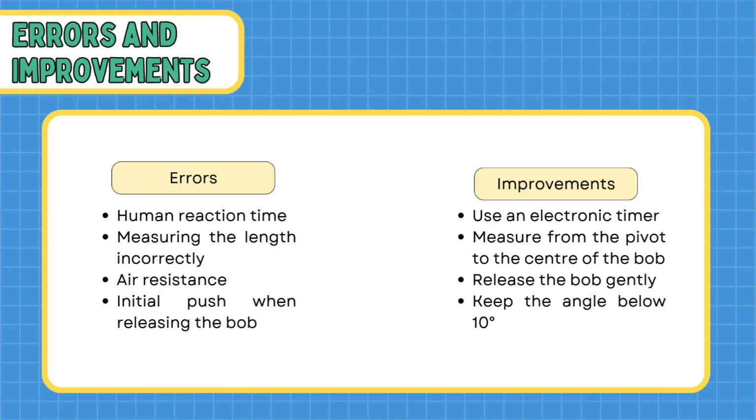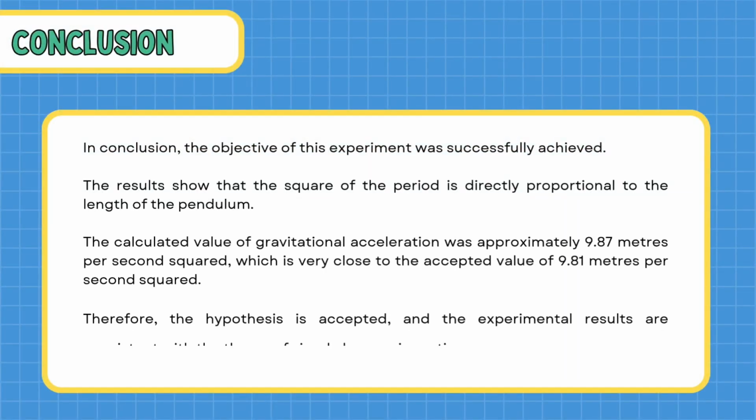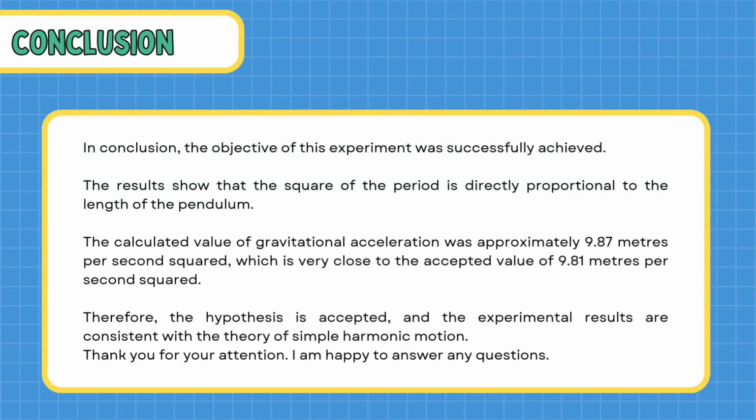In conclusion, the objective of this experiment was successfully achieved. The result shows that the square of the period is directly proportional to the length of the pendulum. The calculated value of gravitational acceleration was approximately 9.87 meters per second squared, which is very close to the accepted value of 9.81 meters per second squared. Therefore, the hypothesis is accepted and the experimental results are consistent with the theory of simple harmonic motion.